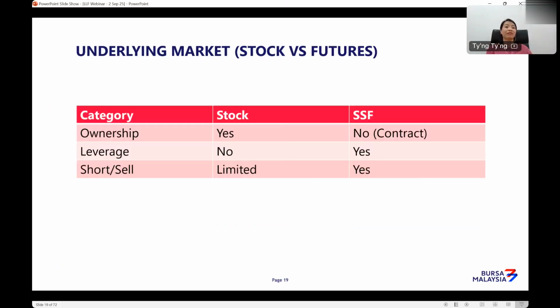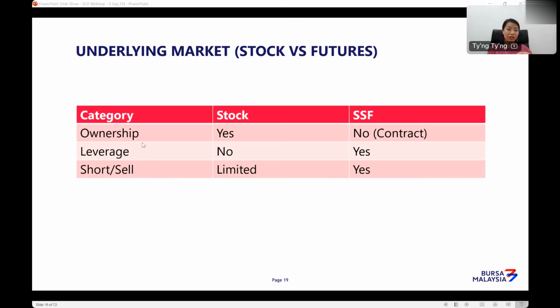What are the main differences between stocks and futures? I'm not going to cover every area, but I'm going to cover the very outstanding parts, the main differences between stocks and futures. First, the category of ownership. Basically, we don't want to cover in detail things like using margin or not, the direct account, etc. We go general. If you are buying shares, you have the ownership. You own the stocks itself. You are a shareholder of the company. But if you are buying SSF, single stock futures, you don't own the stocks. You just own a contract, a futures contract.